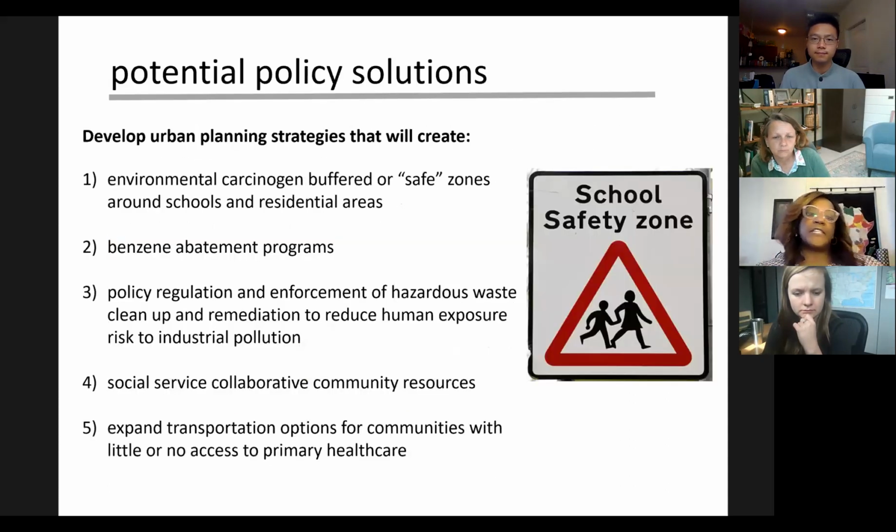So what were the potential policy solutions when you're looking at environmental justice and racism, and you need to start thinking about what can be done to remediate? How can we try to solve this problem? So I gave it a go. Develop an urban planning strategy that will create environmental carcinogen buffered or safe zones around schools and residential areas.